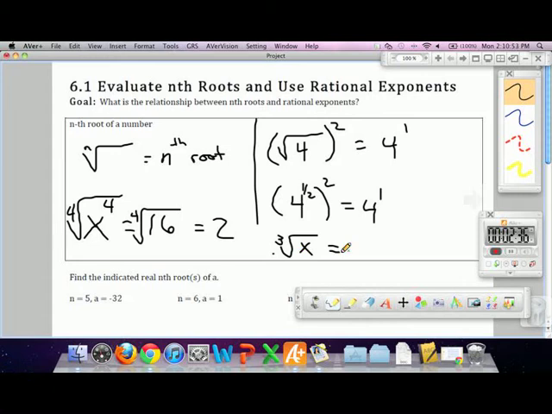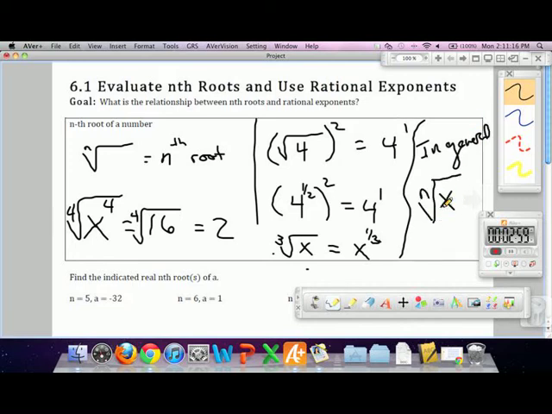Alex? 1/3. The third root can be written as x to the 1/3 power. And in general, the nth root of x is x to the 1 over n.